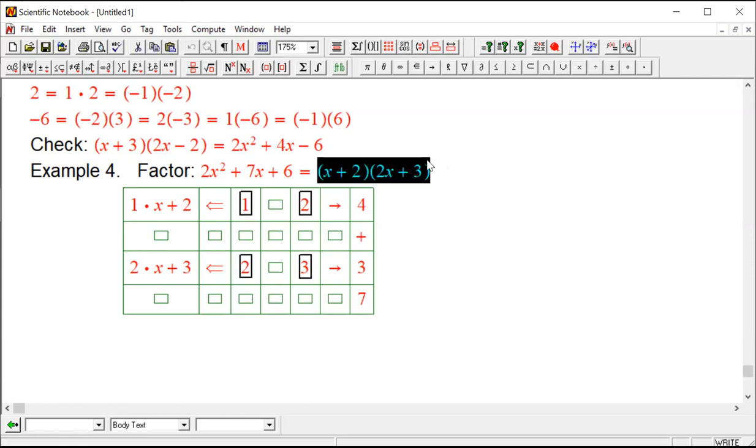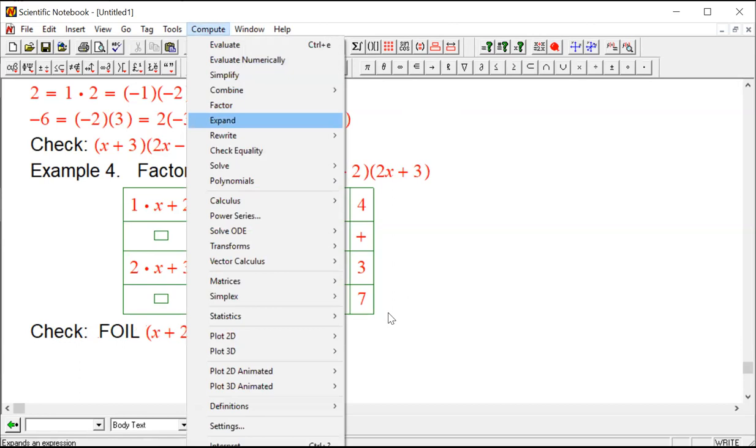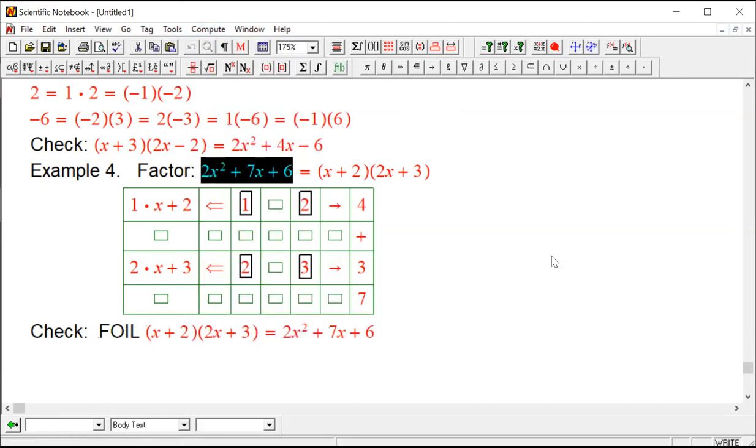And check, as always. FOIL the factors to see if you get the original expression. It has to be the original expression. So that's the method.